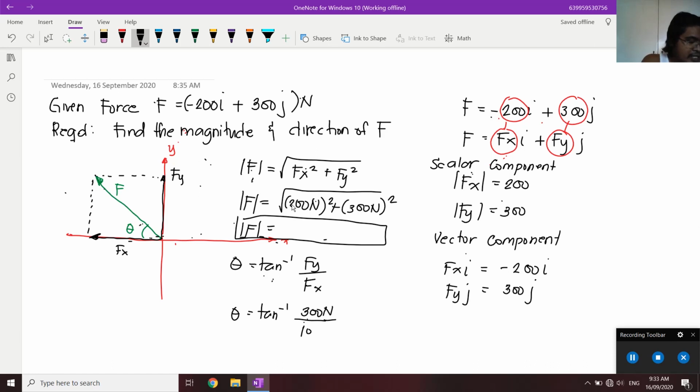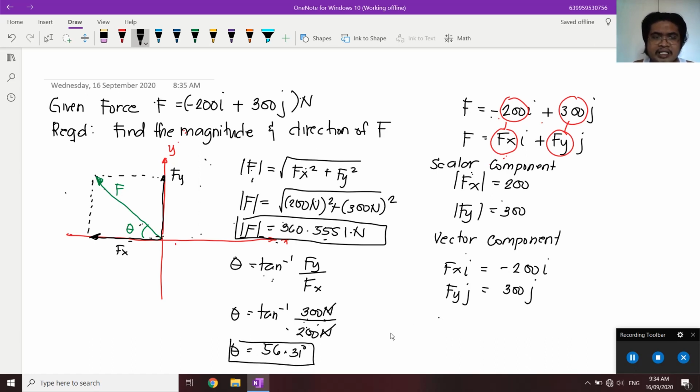So, 200 squared plus 300 squared. That will be 360.5551 newtons. Then, the angle must be 300 divided by 200 newtons. Cancels in newton. It's arctangent of 300 divided by 200. That is 56.31 degrees.